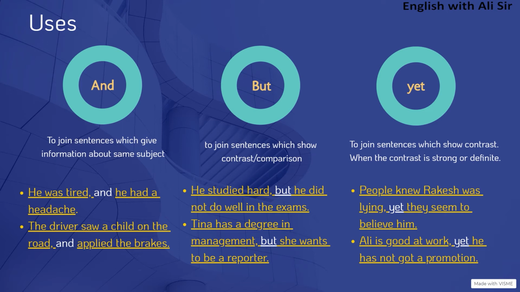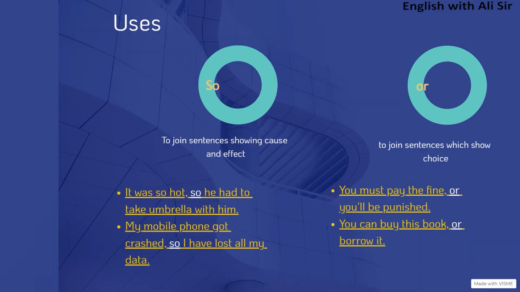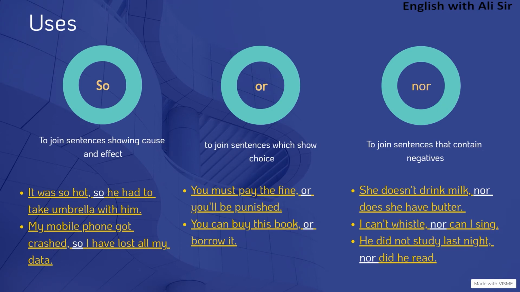Then there is the third coordinating conjunction used in compound sentences, that is yet. Yet is also used to join sentences which show contrast. When the contrast is stronger or more definite, we use yet. Let's take some examples. People knew Rakesh was lying, yet they seemed to believe him. Ali is very good at work, yet he has not got a promotion.